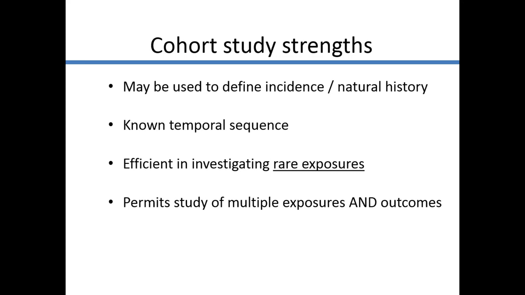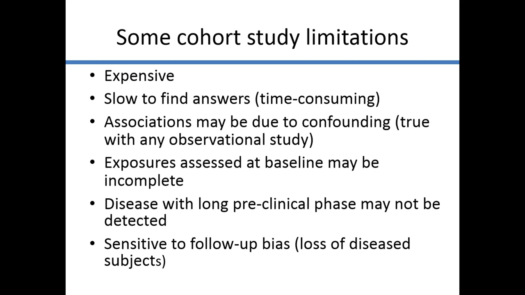Multiple exposures. You can also look at other things. If lung cancer is your outcome, you say, sure, I can look at smoking. But also we have collected information about radon exposure. It goes on and on. These are advantages of a cohort study. But they do have limitations. They're expensive. It could take a very long time to find an answer. For example, smoking and colon cancer could take 40 years. That is the latency time of smoking and colorectal cancer, 30, 40 years.